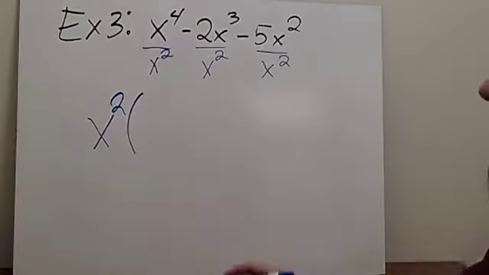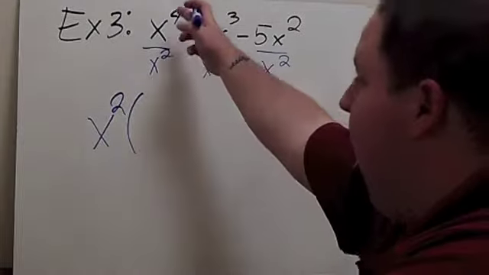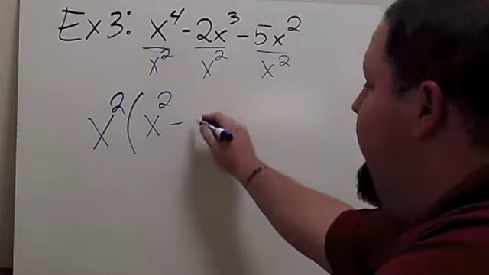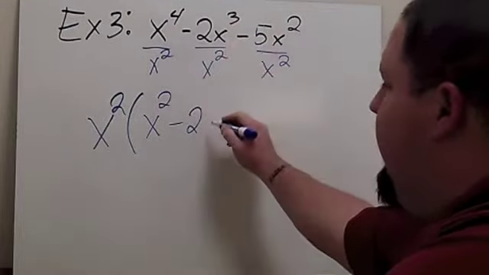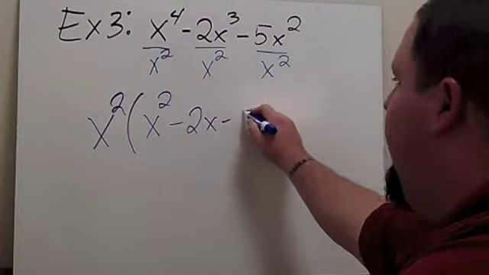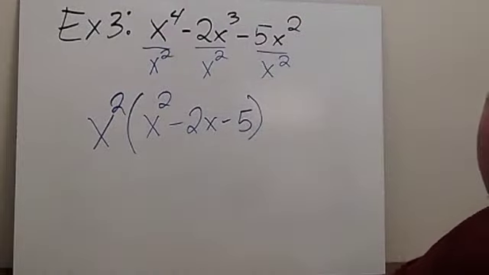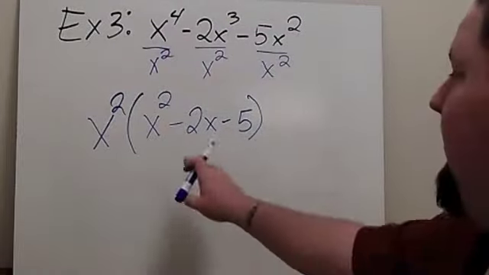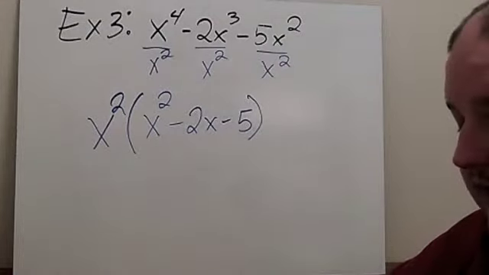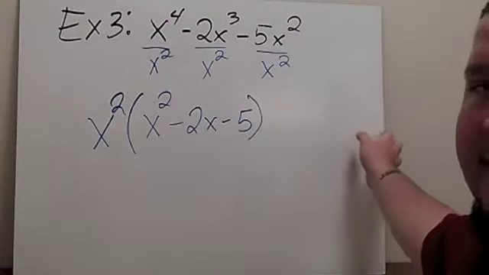Once I've done that, I'm subtracting the exponents. Remember the rules of our exponents. 4 minus 2 gives me x squared. My numbers stay the same. 3 minus 2 gives me x to the 1st. I don't need to write the 1. My numbers again stay the same. 2 minus 2 is 0, and anything to the 0 power is 1. So this becomes x squared minus 2x minus 5. And I leave my x squared that I factored out on the outside of my problem.